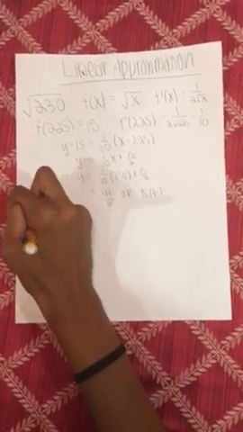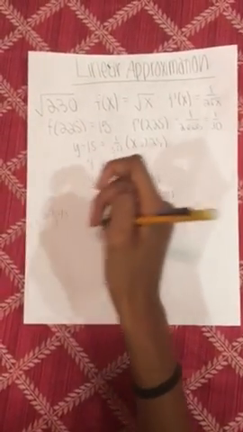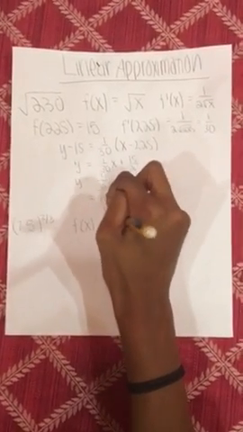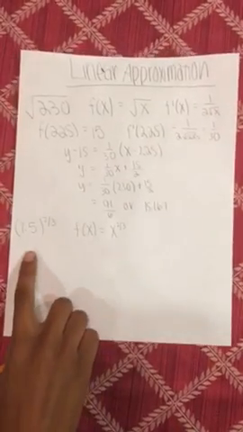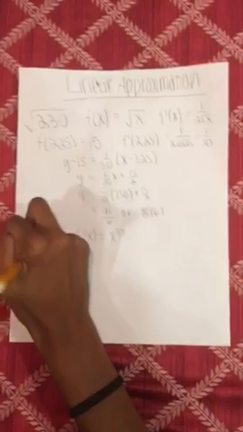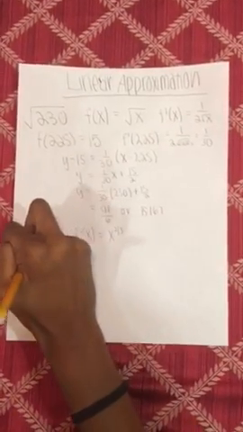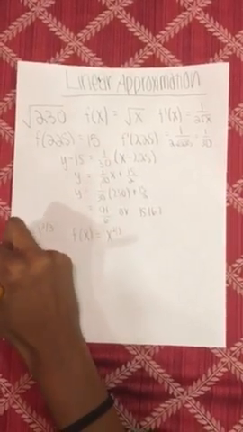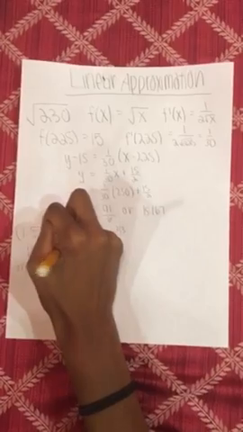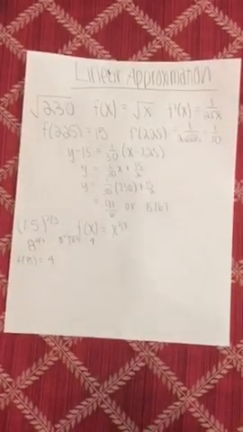Let's approximate 7.5 to the 2/3 power. Given this value, we know that f of x is equal to x to the 2/3. Since this is a decimal, we should round to the nearest whole number. The nearest whole number is 8, which, lucky for us, is an easy number for this equation. 8 to the 2/3, or f of 8, is equal to 4, because 8 squared is 64, and the cube root of 64 is equal to 4.